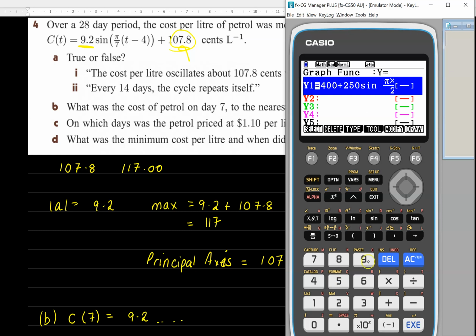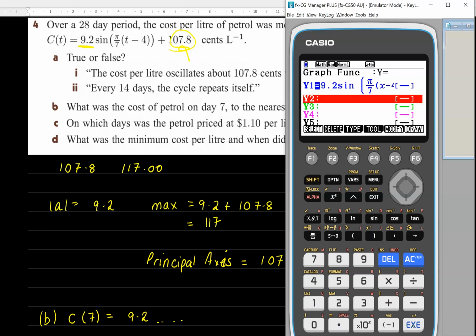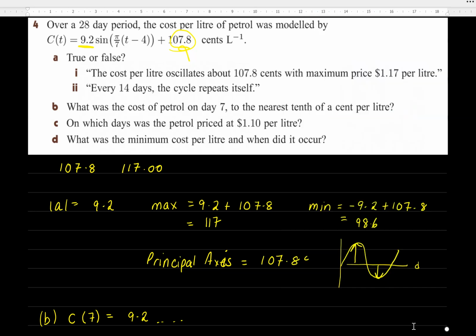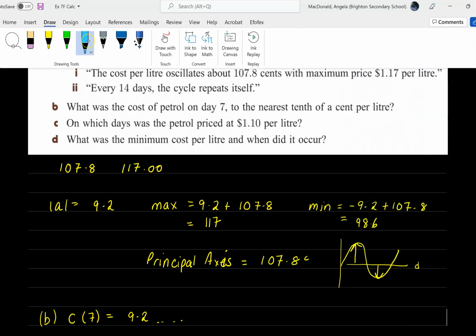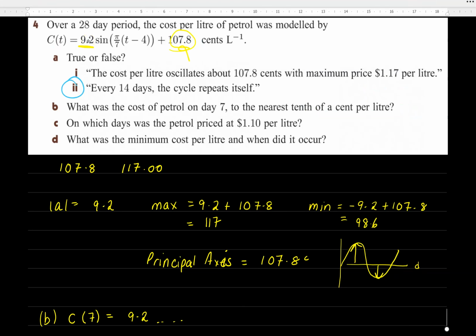Let's just type over that 9.2 sine bracket pi over 7 bracket x take 4, closing your bracket. Oh, we didn't finish this bit here though, did we? Sorry about that. Every 14 days the cycle repeats itself. So that's talking about what's the period of the graph.